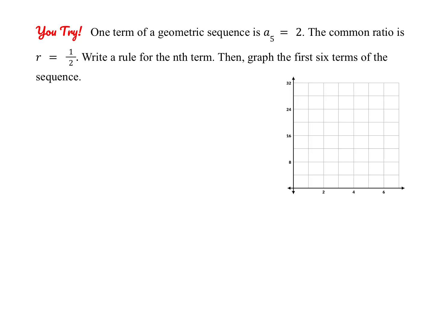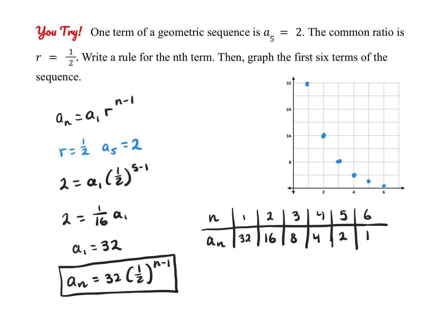All right, here's one for you to try on your own, so please pause the video. All right, go ahead and check your work here. We were given our r value, our common ratio, but in order to find a sub 1, we need to use this extra piece of information. When n is 5, my term is 2. So I substituted that here and here. I plugged in my common ratio, and that allowed me to find that the first term is 32.